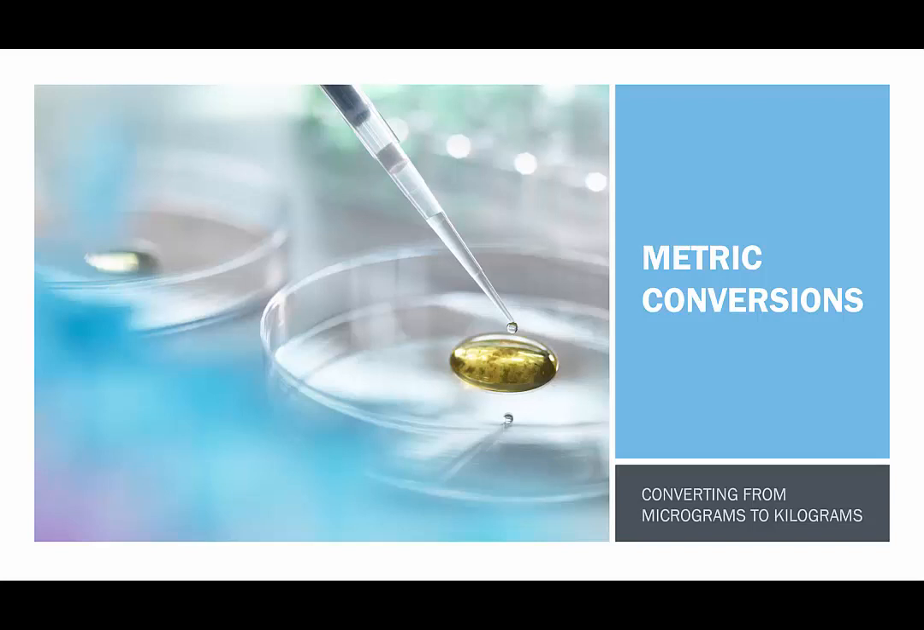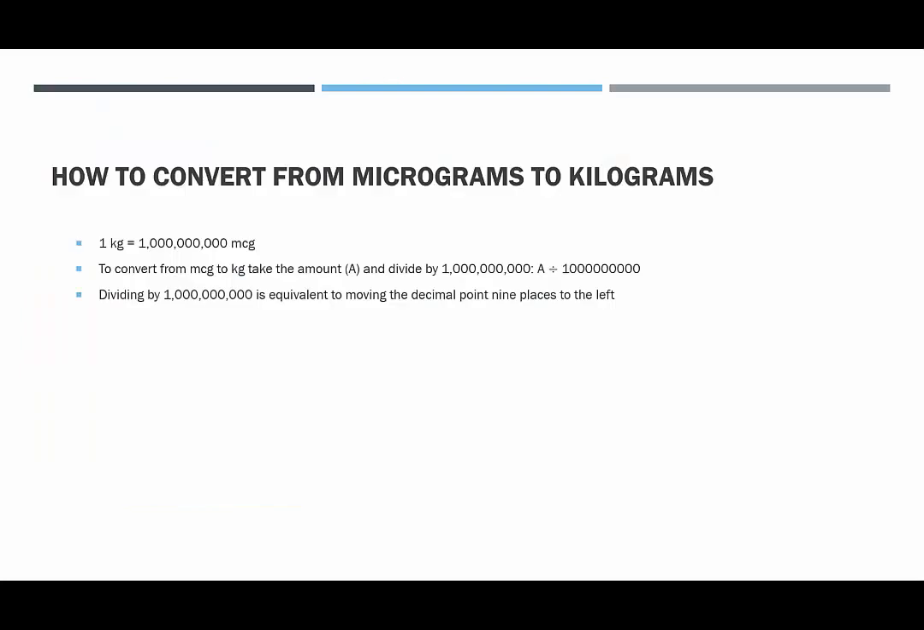In this video on metric conversions, we're going to look at converting from micrograms into kilograms. Micrograms are the smallest unit that we look at, and kilograms are the biggest. So we're going from the smallest to the largest. How do we convert from micrograms into kilograms?